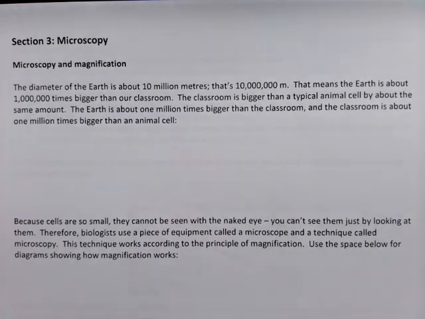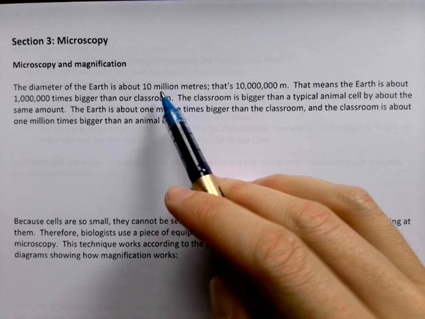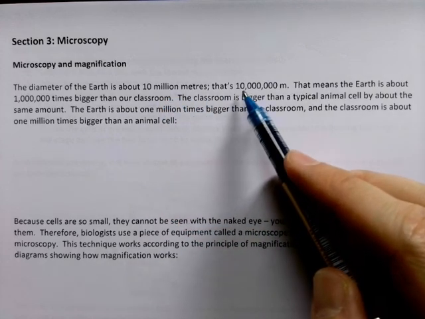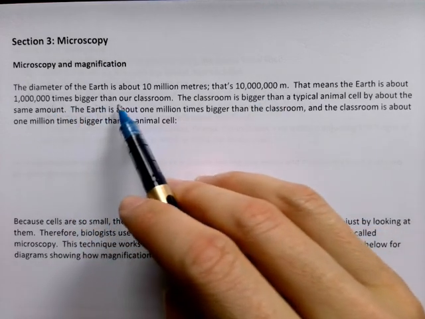So let's start, just to get an idea of the scales. I know we talked a little bit about this last time, but let's do it again. The diameter of the Earth is about 10 million meters. That's 1 with 7 zeros after it, meters. That means the Earth is about 1 million times bigger than our classroom.